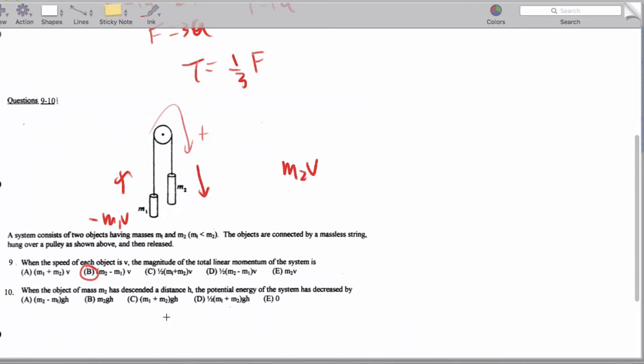Now, how has the potential energy of the system decreased? Well, let's be clear. One is lowered, M2gh, and the other is raised, M1gh. So that's how we're getting choice A as our answer. It's the difference in their potential energy change.